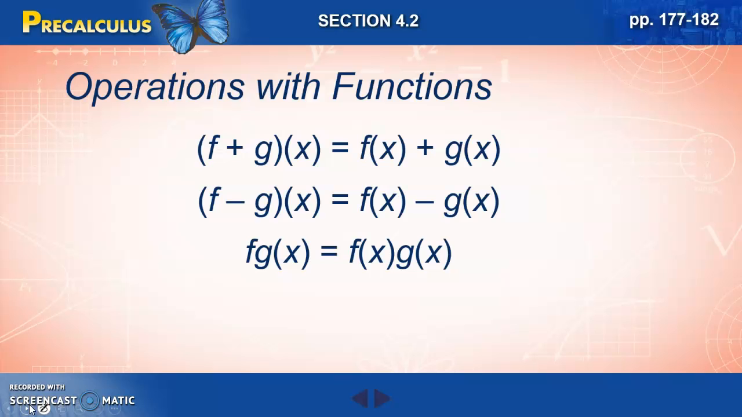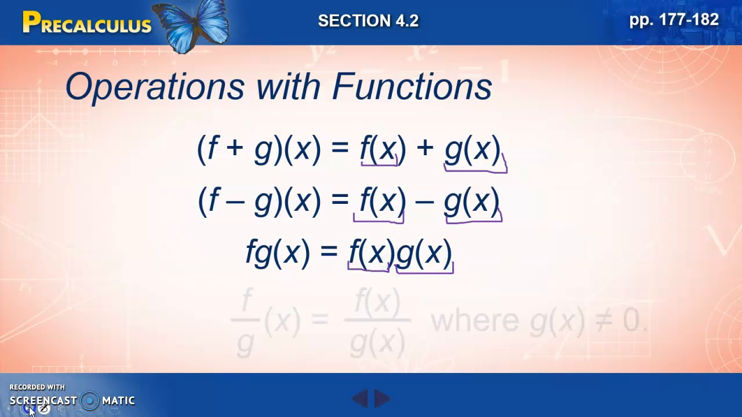So when we're doing our operations with functions, it's going to look like this whenever you see the notation. F plus g of x can be broken into f of x plus g of x. F minus g of x is the same thing as f of x minus g of x. And f times g of x, take f of x and multiply it by g of x.